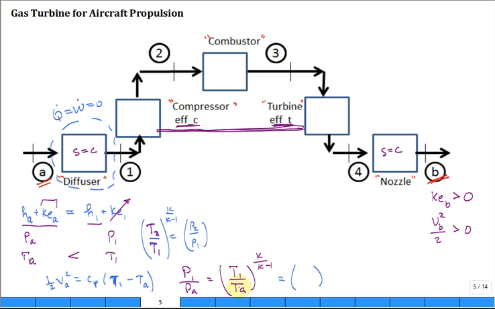T1 is greater than TA, so this is something like, I don't know, I'm just going to throw a number in there, 1.1, some number. I'm just making that up. It's greater than 1 raised to an exponent, this power, that is also positive. Now, it's 1.4 divided by 0.4, whatever that ratio is. It's raised to the power 1.4 divided by 0.4.